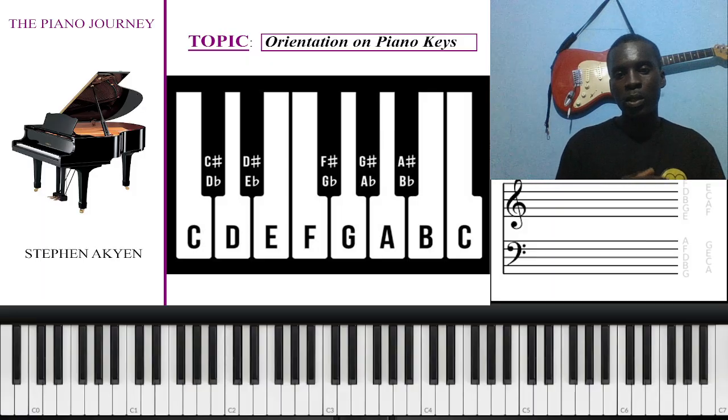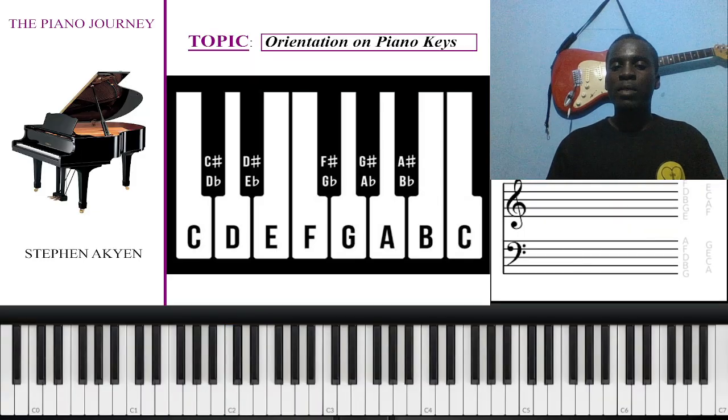So if you can see from the screen, you can see some letters: C, D, E, F, G, A, B, C, alright? You don't see H, you don't see I. So we use the 7 letters, that is A to G. Okay. Now, after using the A to G, how do we apply it on the piano?